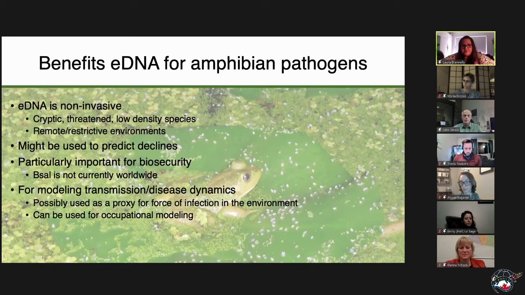One potential issue with this is that eDNA doesn't discern between live and dead pathogen. So you do have to be careful in the interpretation of this, but this is one possibility. And then another use is occupancy modeling, which I personally don't have a lot of experience with, so we'll leave it to the panel later to discuss this in more detail.